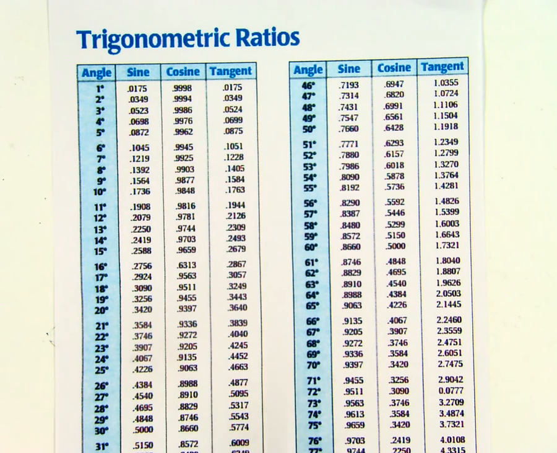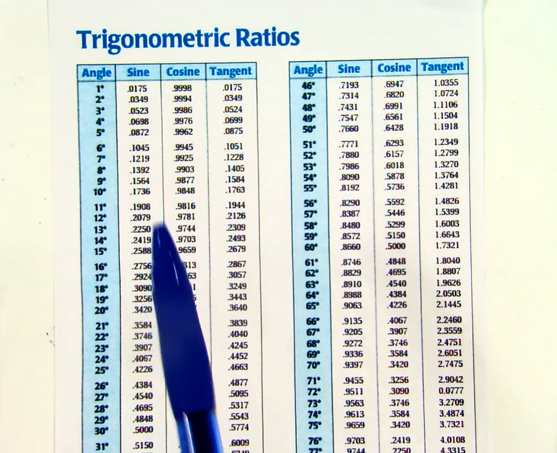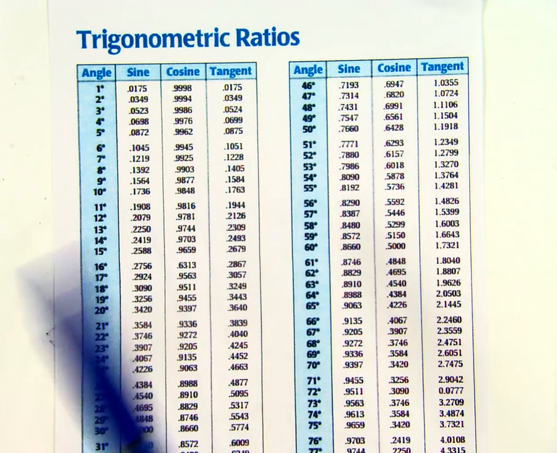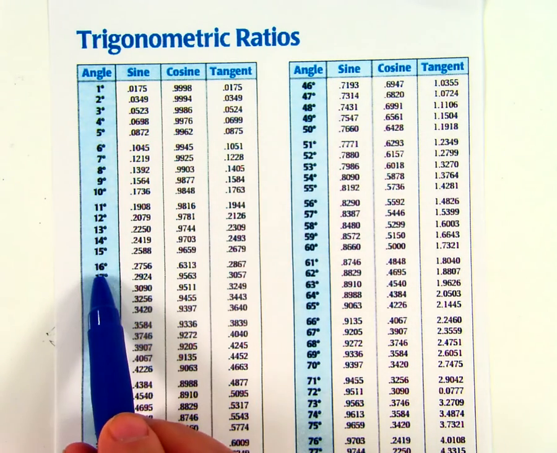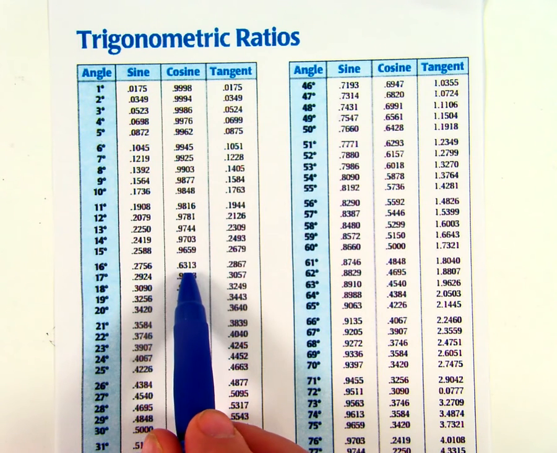So, for example, if I know the degree measure is 16 degrees, and I have the adjacent and the hypotenuse, I can use 0.6313 as the trig ratio, the cosine ratio, to be able to find out a side length. It'd be like making a proportion like we've just done.